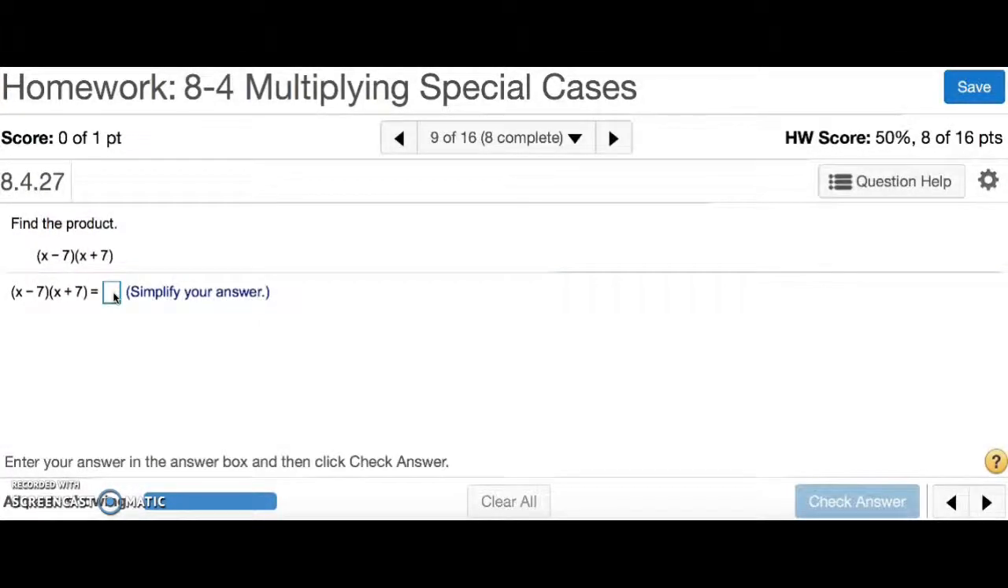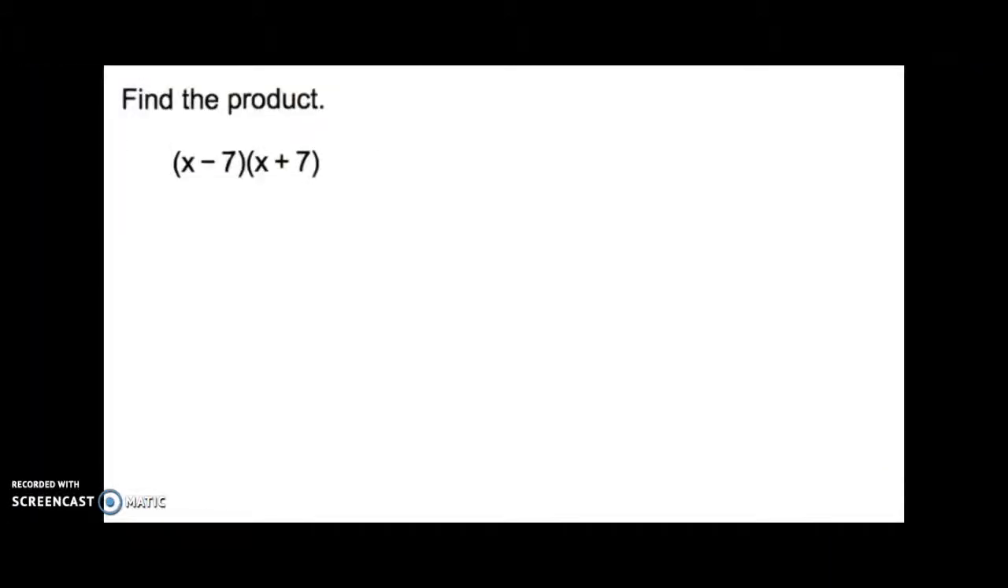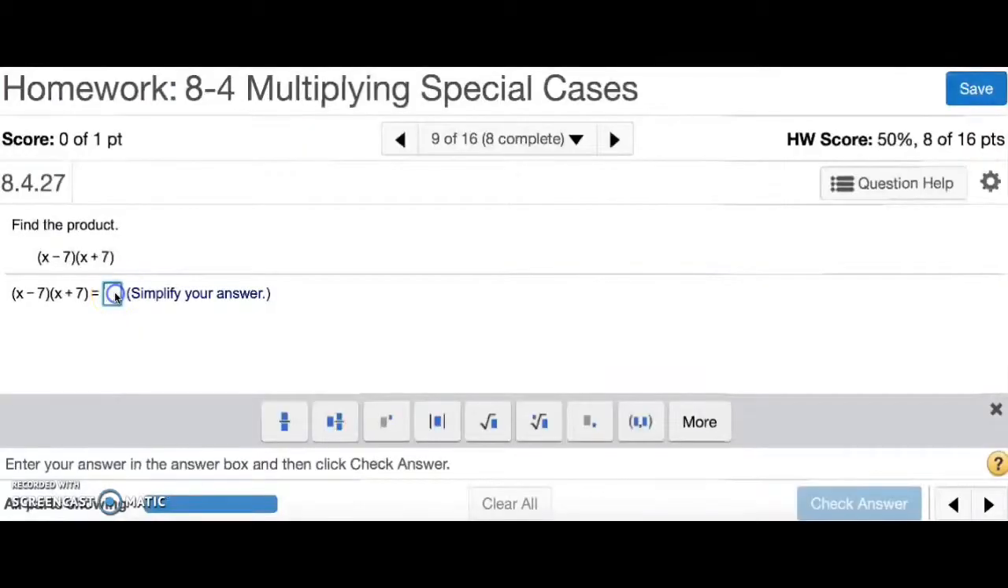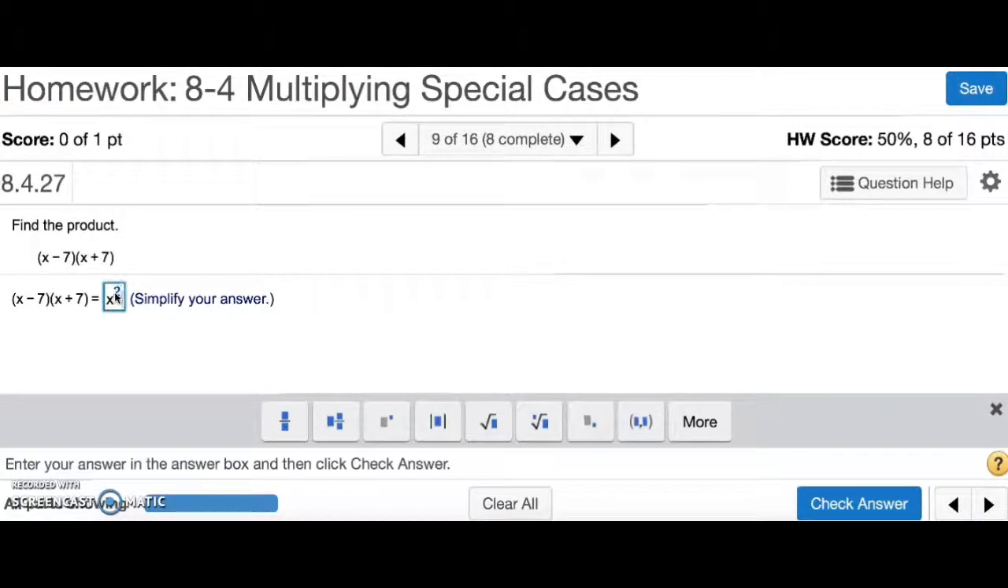That's number 8. Number 9, same thing. Let's take a look at it. So we multiply the first two terms and we get x squared. Then we multiply the last two terms, we get negative 49. So our answer is going to be x squared minus 49. So let's type that in. So we have x squared minus 49.